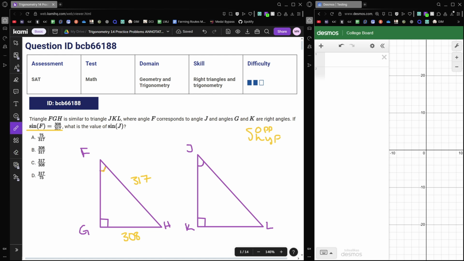What is the value of sine of J? Now, we know that since angle F corresponds to angle J, they have the exact same measure. So sine of F would be the exact same as sine of J, which means that our answer would be 308 over 317, or B.